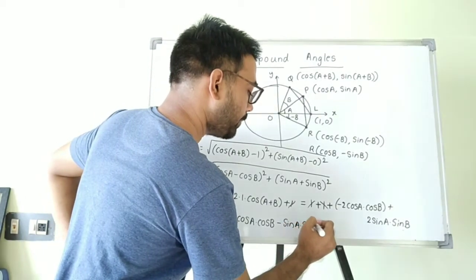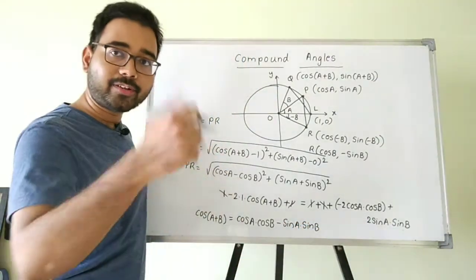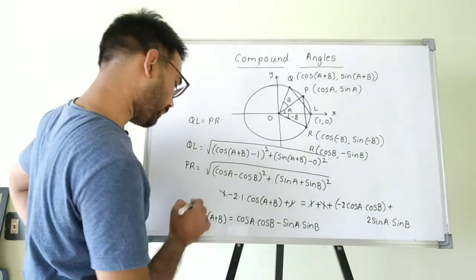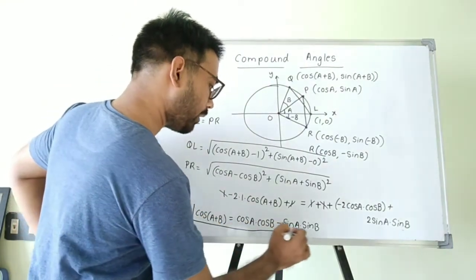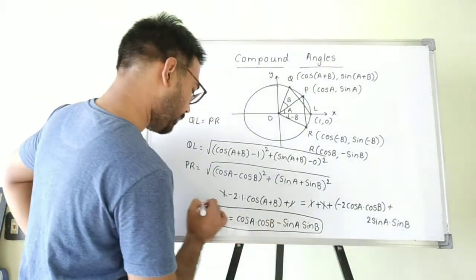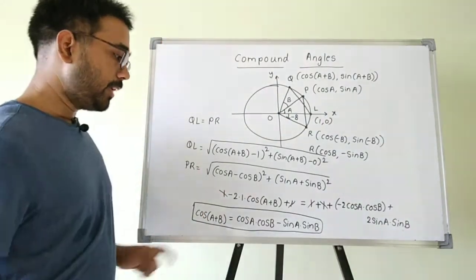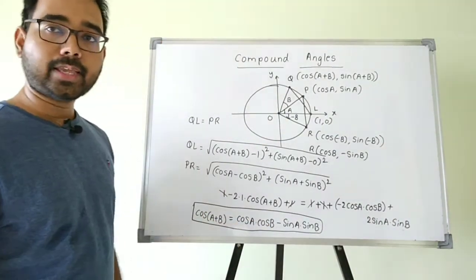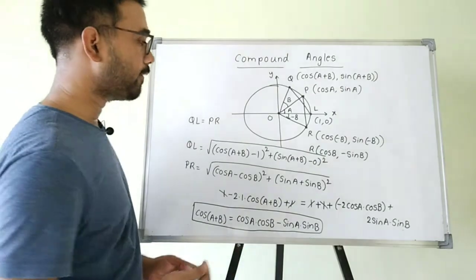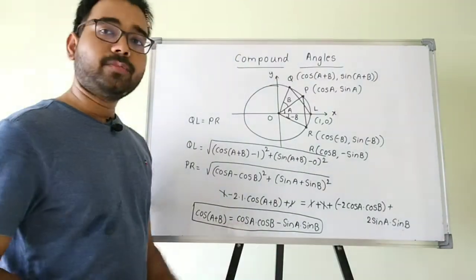Minus sin A sin B, because here we have plus 2. When you divide 2 with minus 2, 1 minus will remain. So this is the formula for cos of A plus B. So cos of A plus B is cos A cos B minus sin A sin B. So this is how we derive the cos of A plus B formula using this.